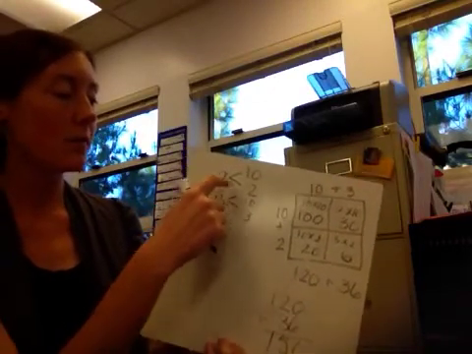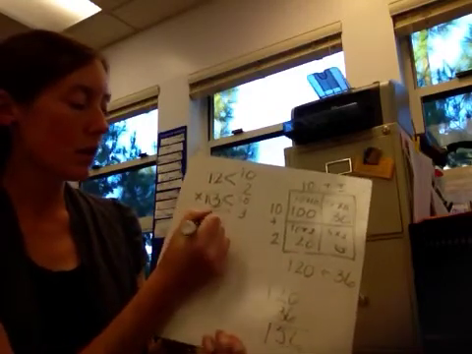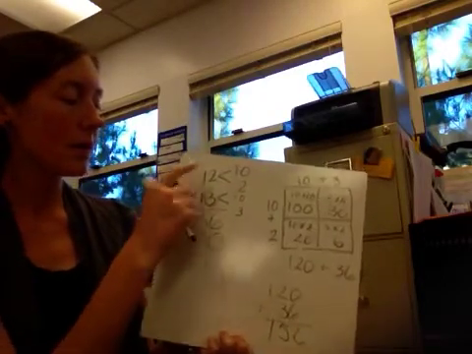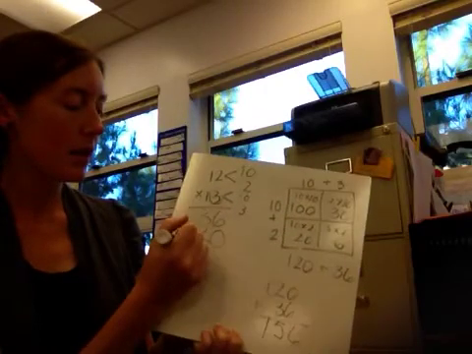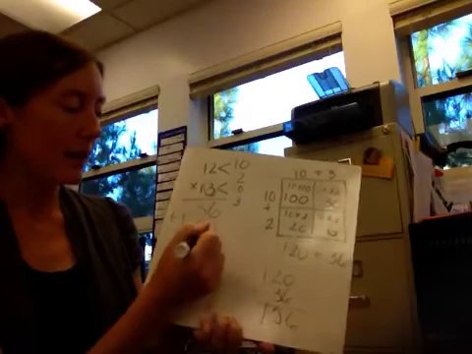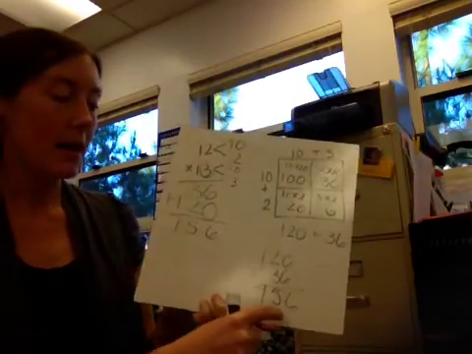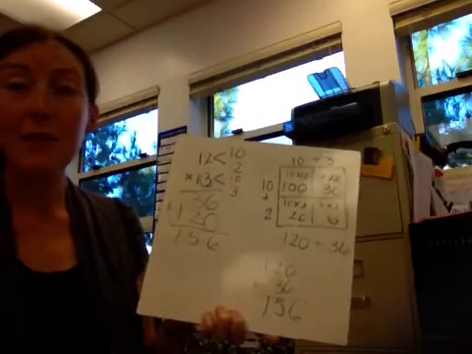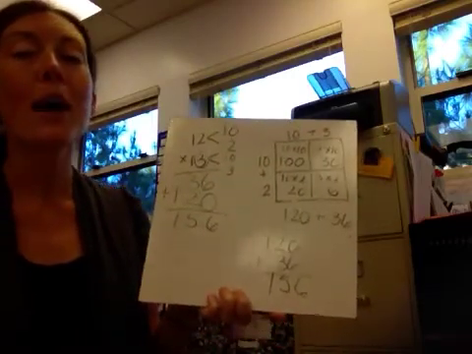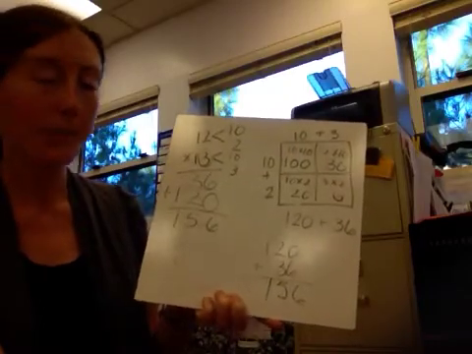Now I'm ready to multiply by the number in the tens place, which is the 1. Again, we're going to do 1 times 2, and then 1 times 1. So 1 times 2 is 2. 1 times 1 is 1. Now I'm ready to add this up, and I get 156. My numbers match, which is a good sign. If my numbers do not match, I need to go back and look at both problems to see if I can find where I made my mistake.